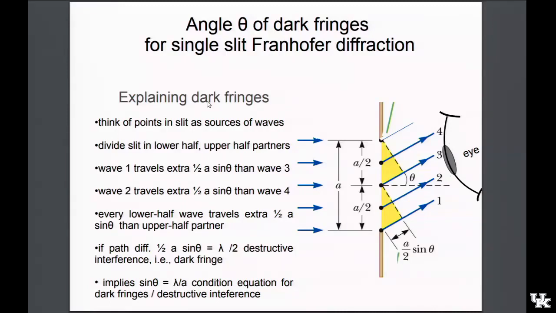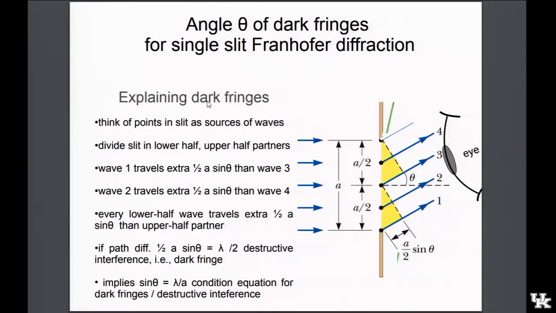Now, the way I've drawn this picture is not only that wave number 1 and wave number 3 are going to interfere destructively if this extra distance is a half integral wavelength, and wave 2 and wave 4 will interfere destructively if the extra distance of wave 2 is a half integral wavelength, but actually any wavelet from the bottom and its partner from the top, if the extra distance is half a wavelength or 3/2 a wavelength or 5/2 a wavelength, you're going to get destructive interference. And that is how we understand dark fringes in the diffraction pattern from a single slit.